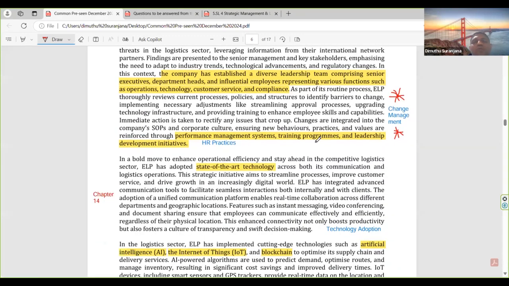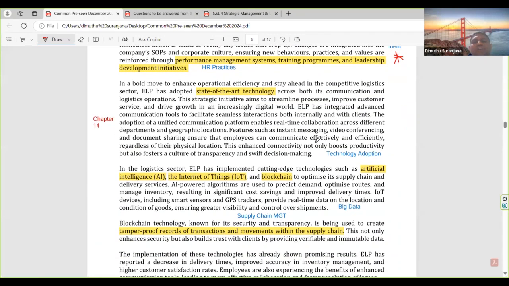In a bold move to enhance operational efficiency and stay ahead in the competitive logistics sector, ELP has adopted state-of-the-art technology across both its communication and logistic operations. The strategic initiative aims to streamline processes, improve customer service, and drive growth in an increasingly digital world.